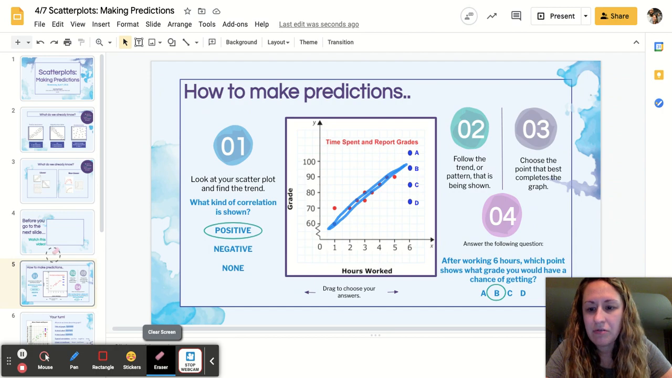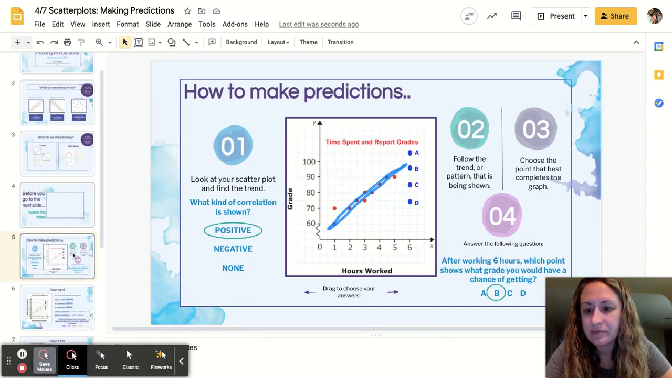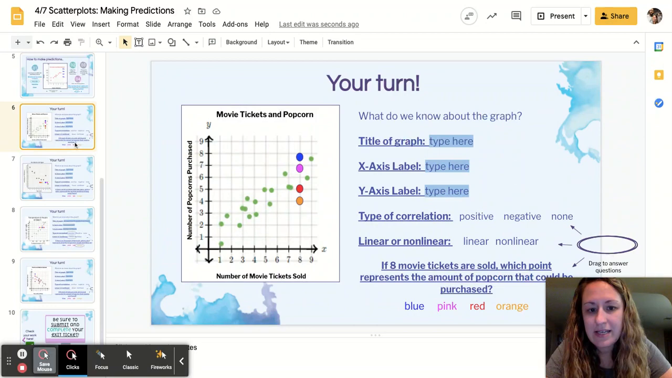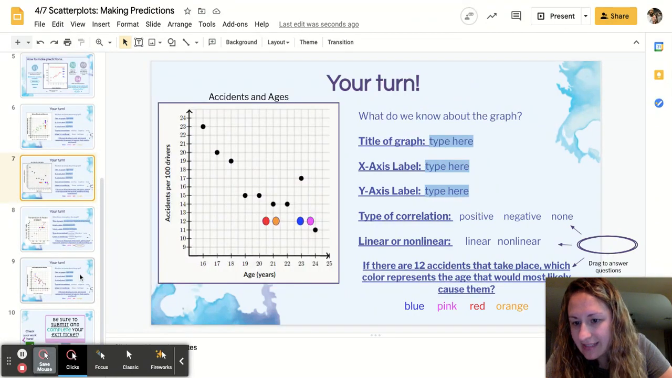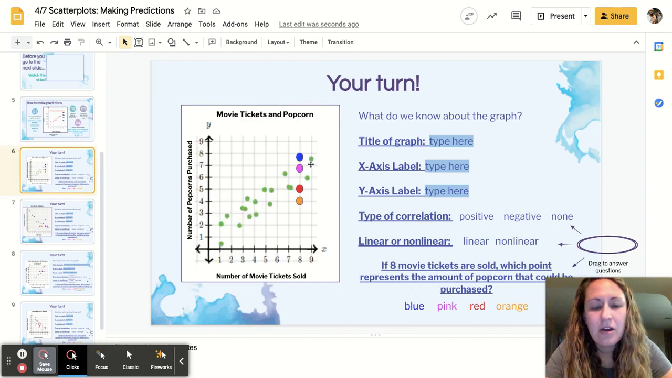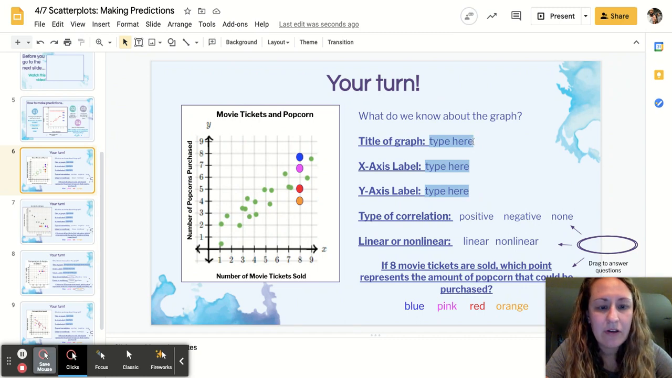Okay, so as you go through the rest of your slides, you have slides 6, 7, 8, and 9, where you're going to be going through and you're going to be filling in information that we've already been talking about. Tell us what our title of our graph is, what the label of our x-axis is. Remember, your x-axis is always horizontal. Your y-axis is always vertical. So go ahead and write down your labels for those.